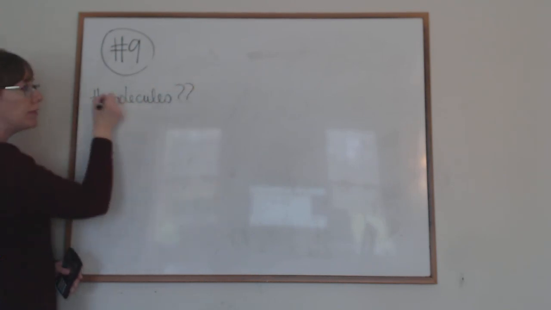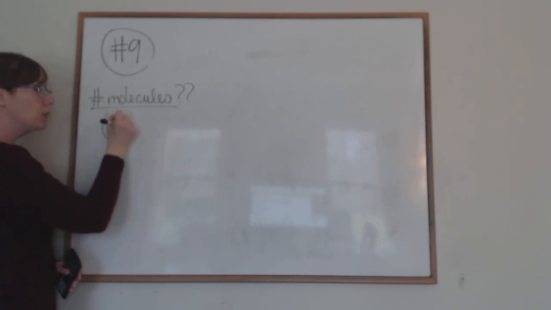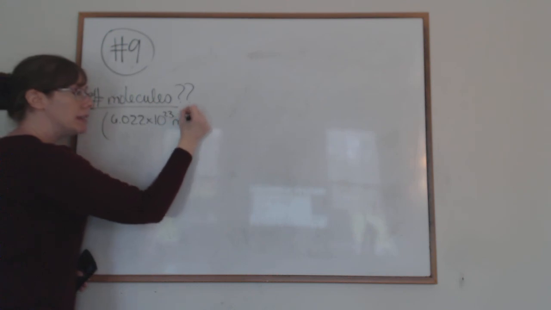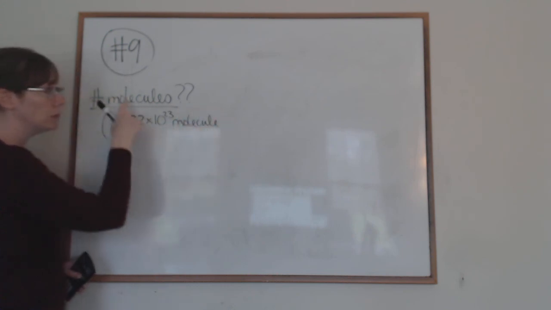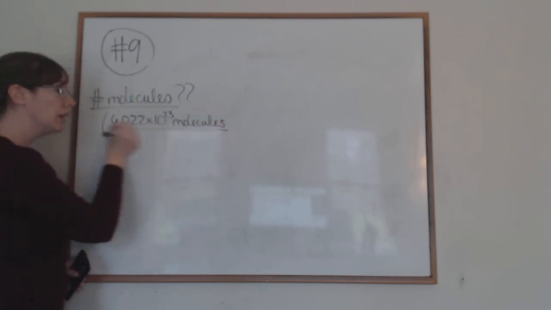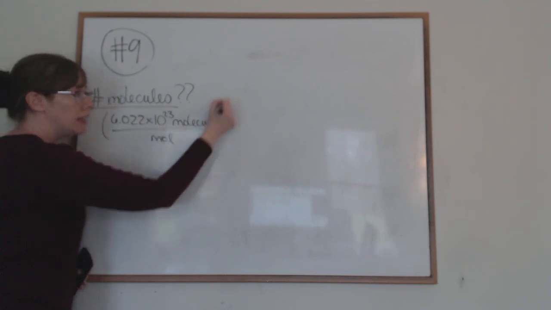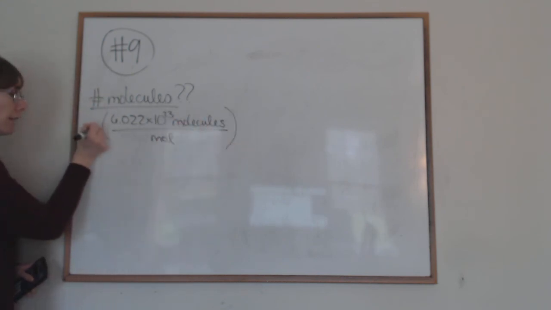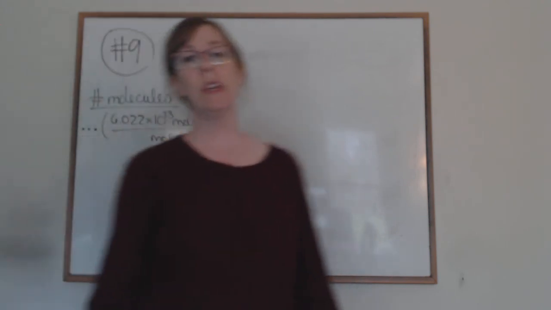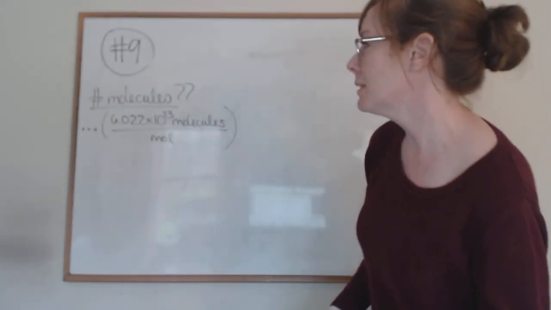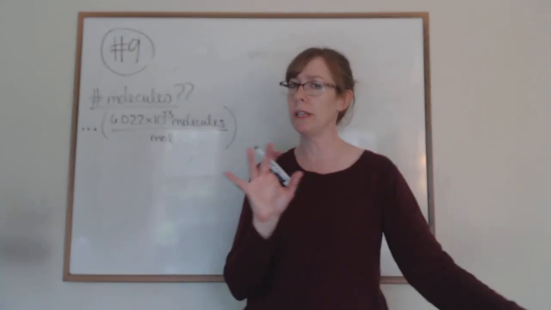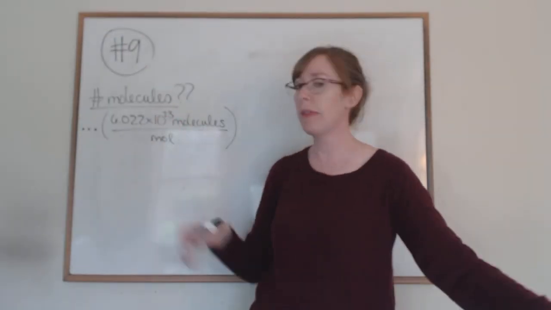I just need to remember, if I'm calculating the number of molecules, I'm going to need Avogadro's number. Because remember, the unit of molecules, we don't use that often. The only way you're going to get the unit of molecules is to figure out the moles and convert that to molecules. So it's not asking for moles here, it wants molecules, and I'm going to have to remember that.